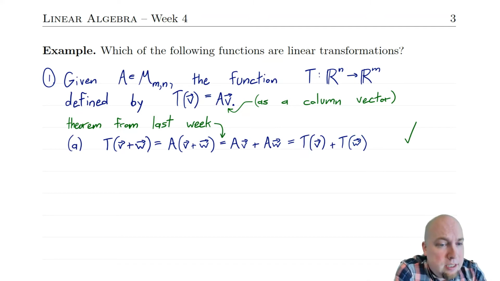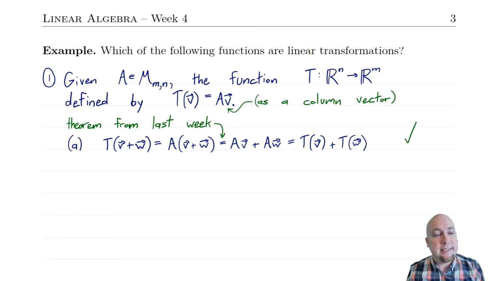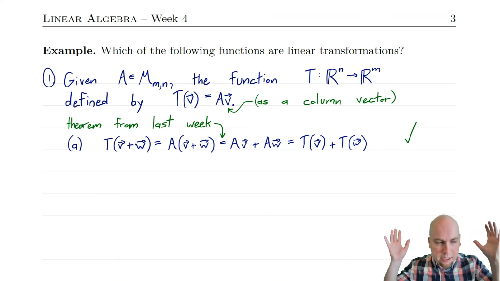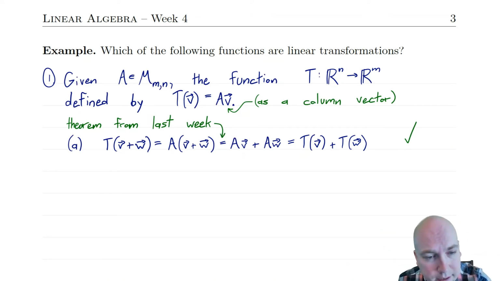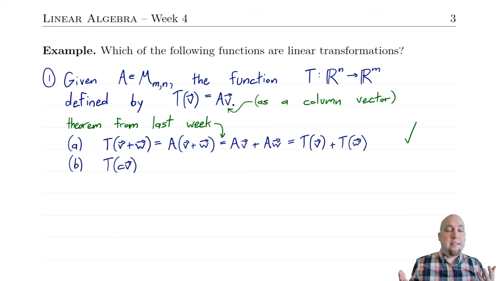Now I just say, oh wait, AV, that's just T of V. And AW, that's just T of W. And that's exactly what I wanted. I've got T of V plus W equals T of V plus T of W. Great. Check mark, because property A is satisfied. So it's just using the definition everywhere and then using things that we know about matrix multiplication in the middle. All right, next, to see that property B holds, we do the same thing with scalar multiplication.